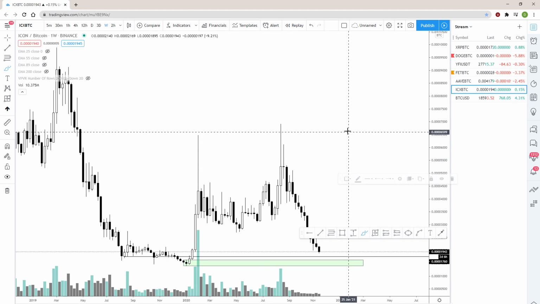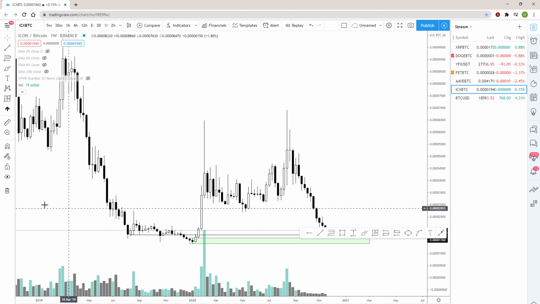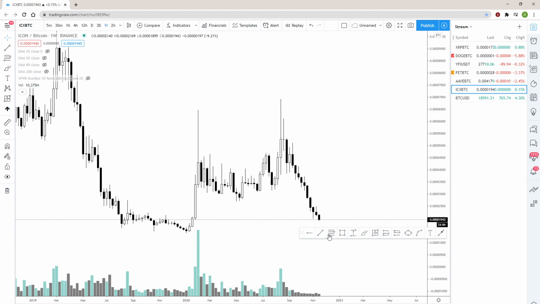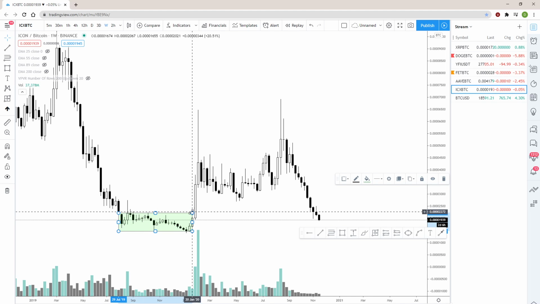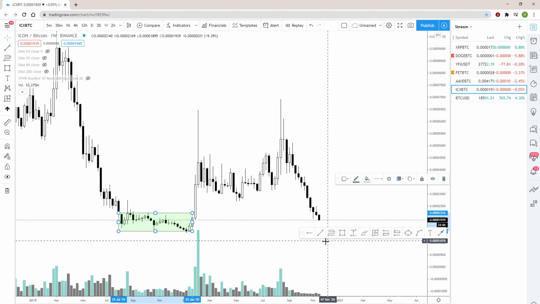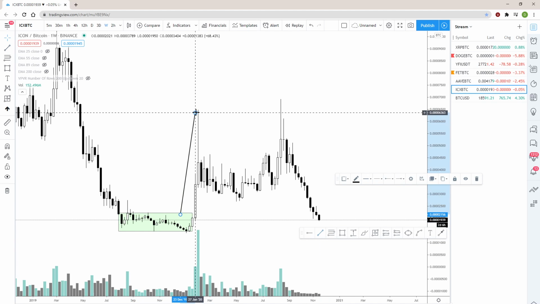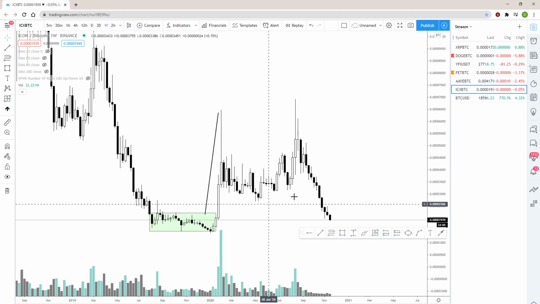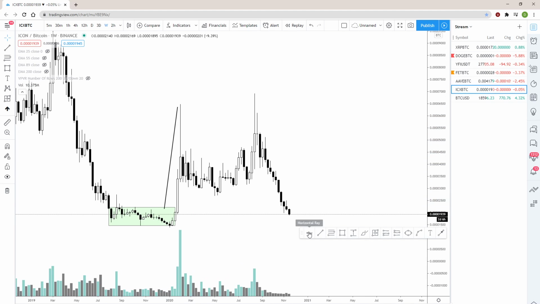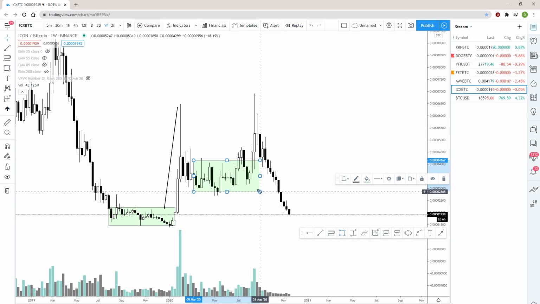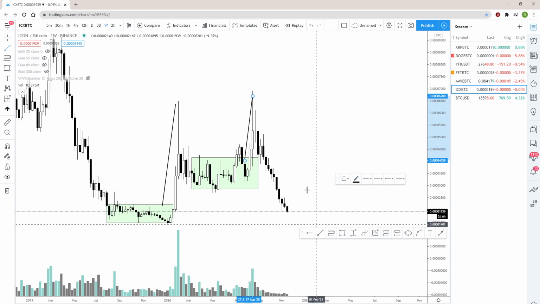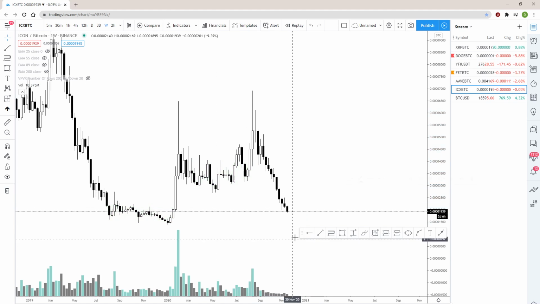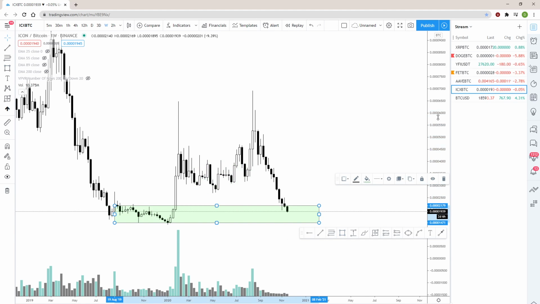ICX, oopsies. This is again an example of an accumulation bottom where price really didn't do anything from August to January and then had a very explosive run, and then accumulated a little longer, exploded up again, and now it's just gone all the way back to its origin, back to right here.